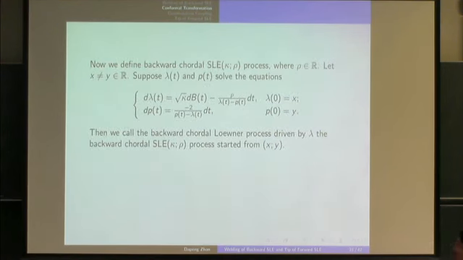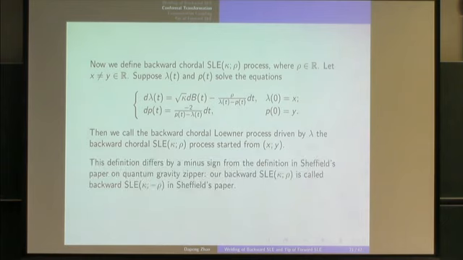Now we define the backward chordal SLE kappa rho process. Rho is a real number. We fix two distinct real numbers. Suppose lambda_t and p_t solve the following equations. Okay, it's very similar to the forward SLE kappa rho. Then we call the backward chordal Loewner process driven by lambda the backward chordal SLE kappa rho process starting from x, y. Those are marked points. I want to emphasize that this definition differs by a minus sign from the definition in Sheffield's paper on quantum gravity zipper. Our backward SLE kappa rho is called backward SLE kappa negative rho in Sheffield's paper.